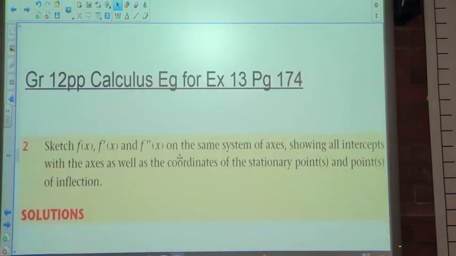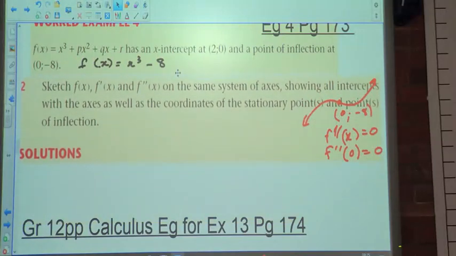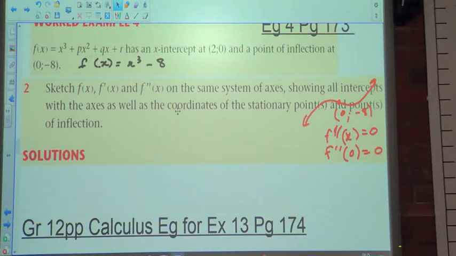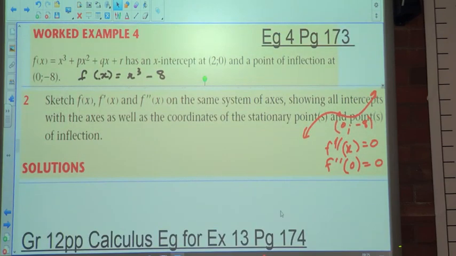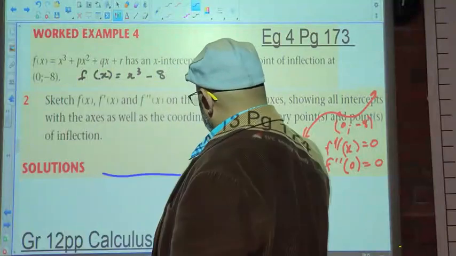If you go to the next question, the next question tells you to sketch the graphs of f of x, f prime x, f double prime x on the same system of axes, showing all the intercepts of the axes as well as the coordinates of the stationary points and the points of intersection. So from here, people, we know we have most of the information already.